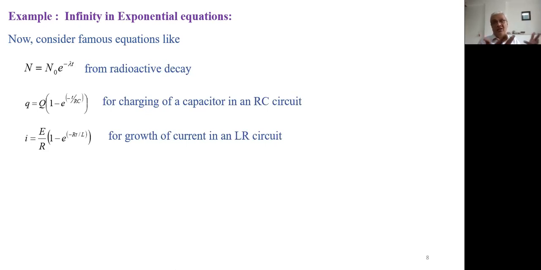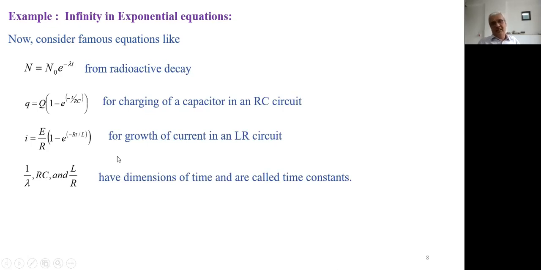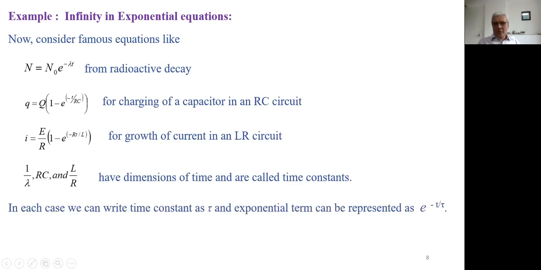What does it mean when we say long time? Now, these quantities, 1 by lambda, or in the second equation RC, or in the third equation L upon R, have dimensions of time, and they are called time constants of the equation. In case of electric circuits, they are called time constants of the circuit. Here it has a somewhat different meaning: 1 by lambda is called the mean life of a nucleus. In each case, we can write the time constant as tau, and therefore the exponential term becomes e raised to minus t by tau.